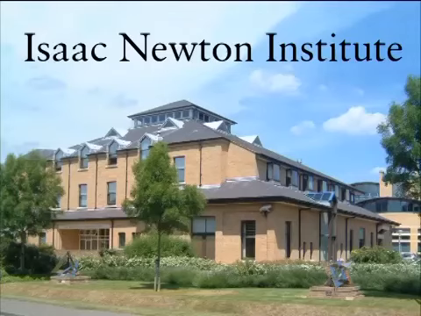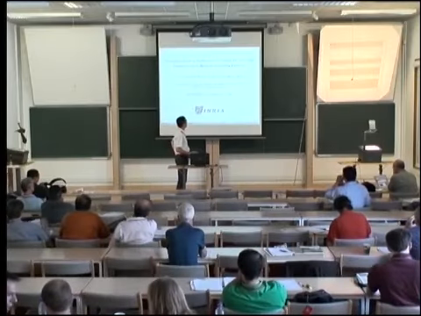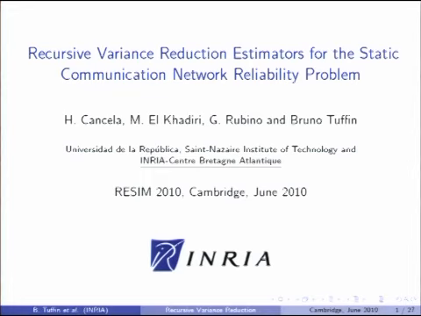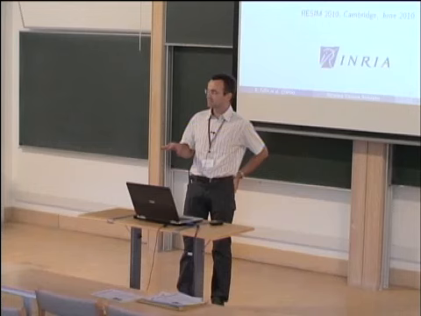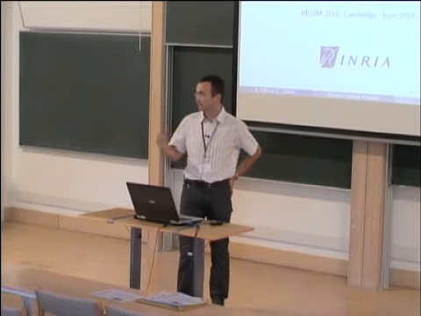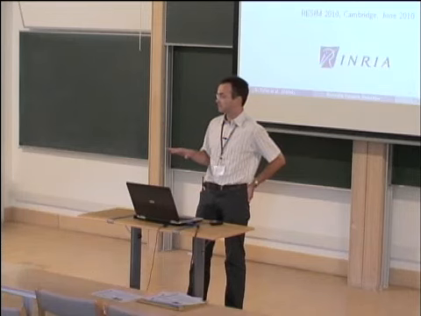I'm going to talk about communication network reliability. I'm going to present a method that was developed in our group called the Recursive Variance Reduction technique. I'm going to show that this method actually doesn't verify bounded relative error as the reliability of individual links goes to 1. For this reason, we are going to combine it with importance sampling.